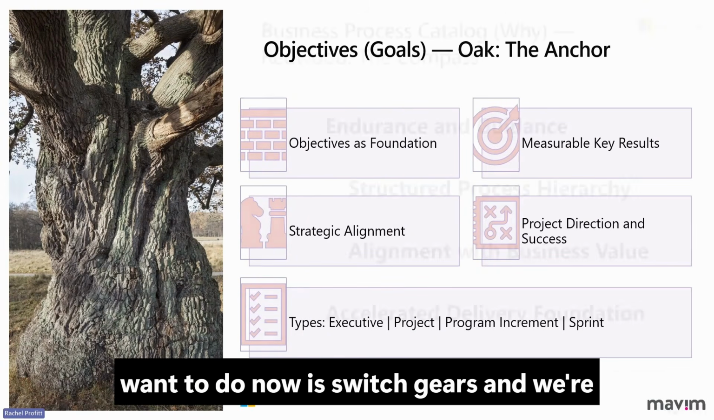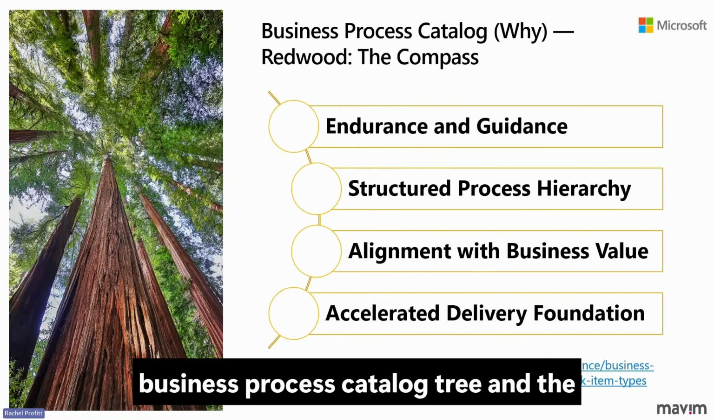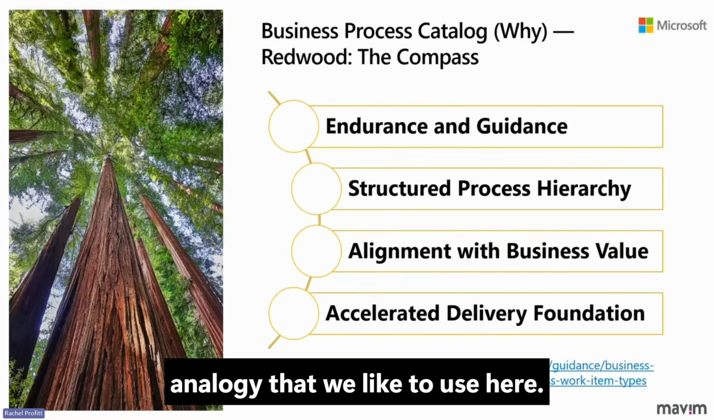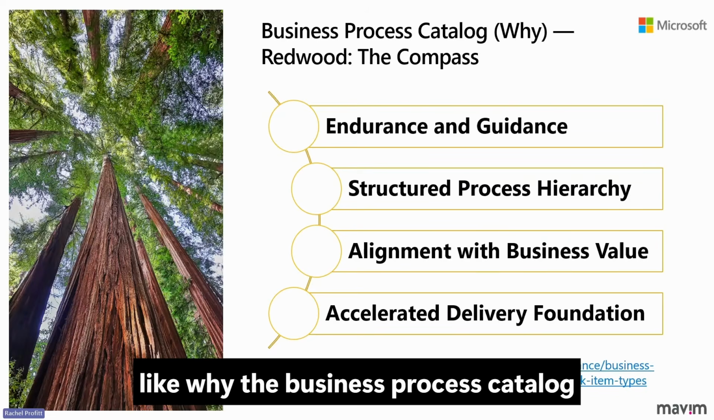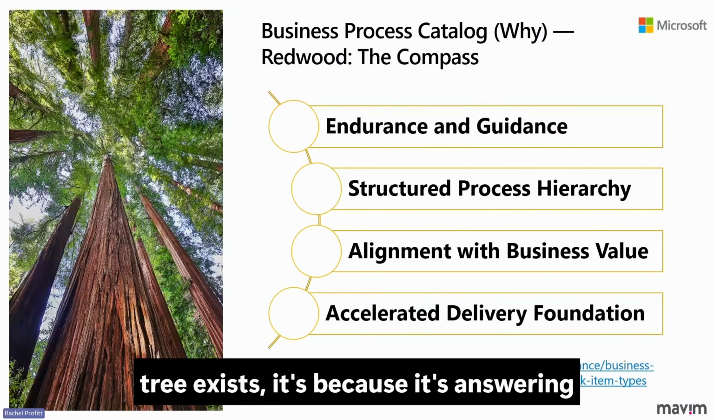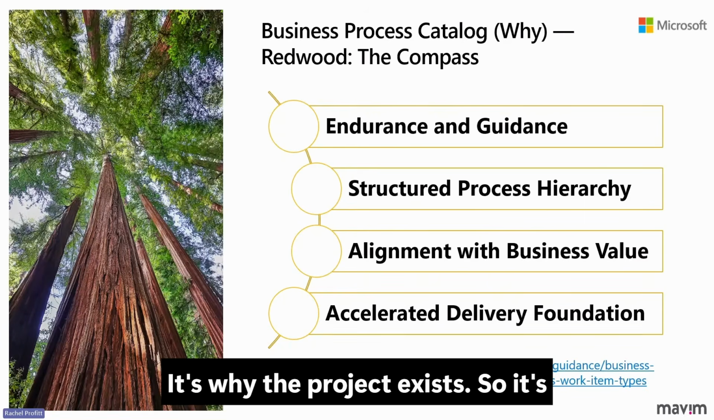So what I want to do now is switch gears, and we're going to talk a little bit more about the business process catalog tree. And the analogy that we like to use here is the redwood. When we think about why the business process catalog tree exists, it's because it's answering the question of why in your project. It's why the project exists.